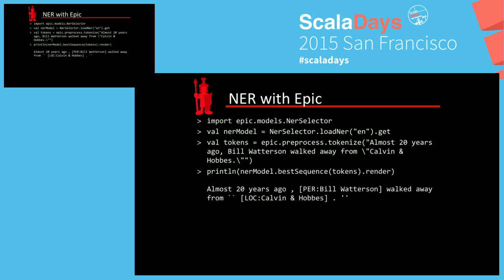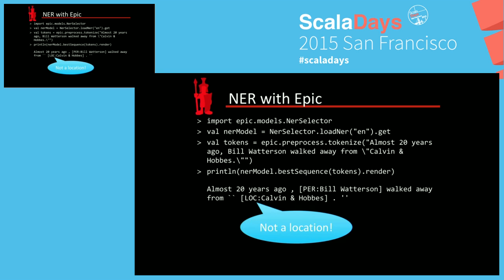Unfortunately, it says that Calvin and Hobbes is a location. This is actually not totally implausible. If you don't have the world knowledge, because he's walking away from it, and usually you walk away from locations. But let's say we're not happy with this error. We'd like to fix it.